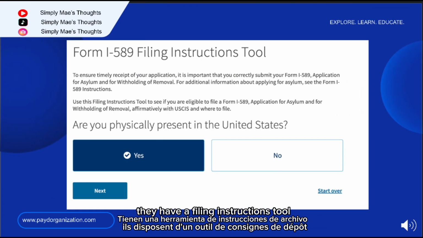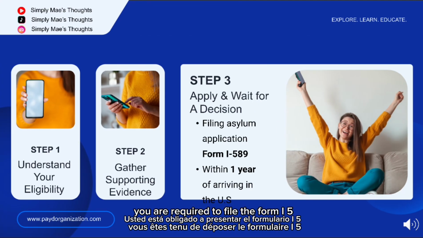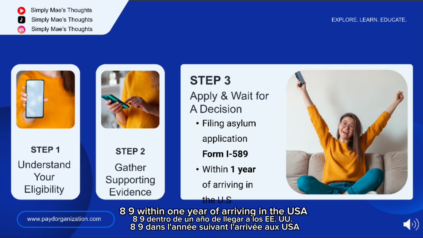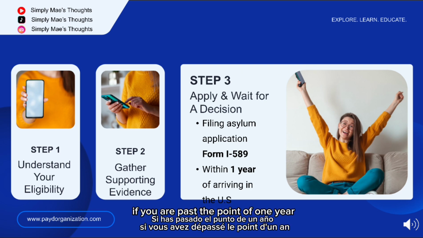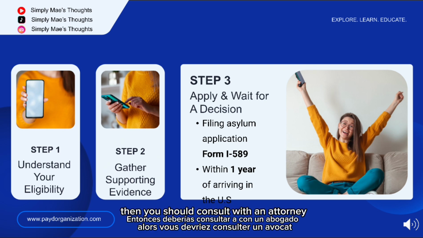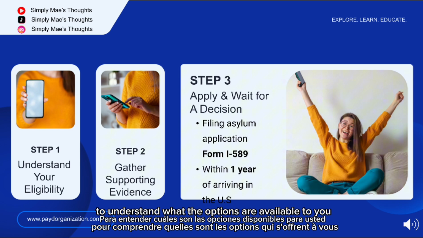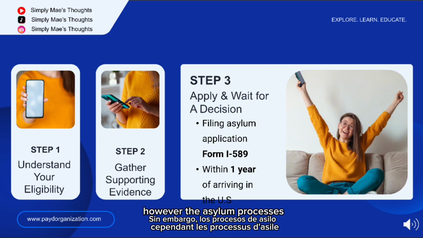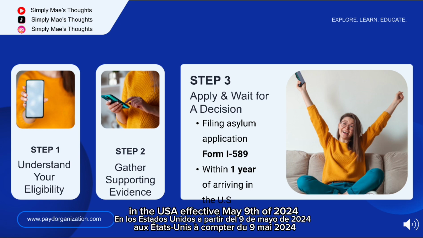We're going to now touch on the form that you're going to file, because the USCIS website has a filing instructions tool that really simplifies it for you, right? You are required to file the form I-589 within 1 year of arriving in the USA. I'll put a disclaimer here. If you are past the point of 1 year of your entry date to the USA, then you should consult with an attorney or legal representative to understand what the options are available to you. However, the asylum process is for those who are still within 1 year of arriving in the USA.